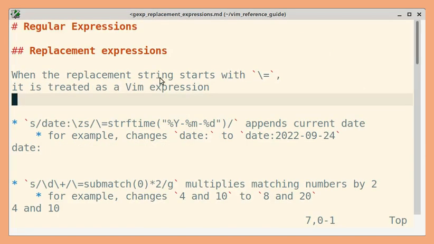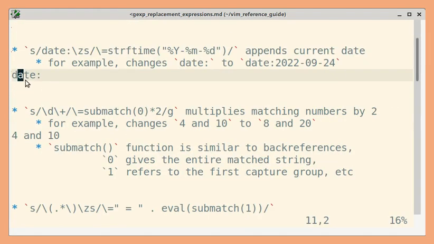When the replacement string starts with backslash equal to, it will be treated as a Vim expression. Let us see a few examples. Suppose you want to append the current date. So let us match a line containing date and colon, and let us set it to the start of the match. In replacement, we'll start with backslash equal to so that we can provide an expression.